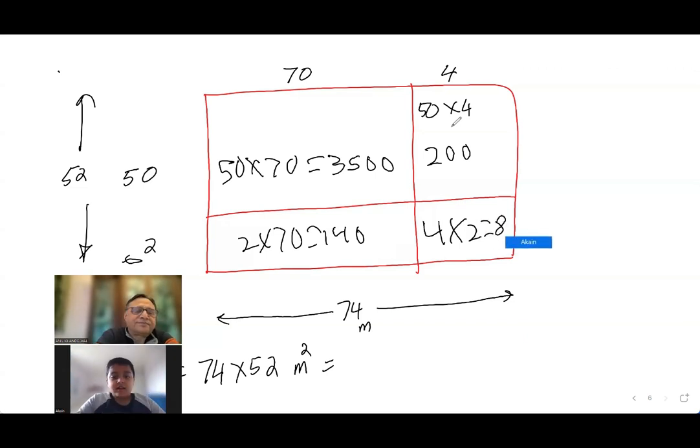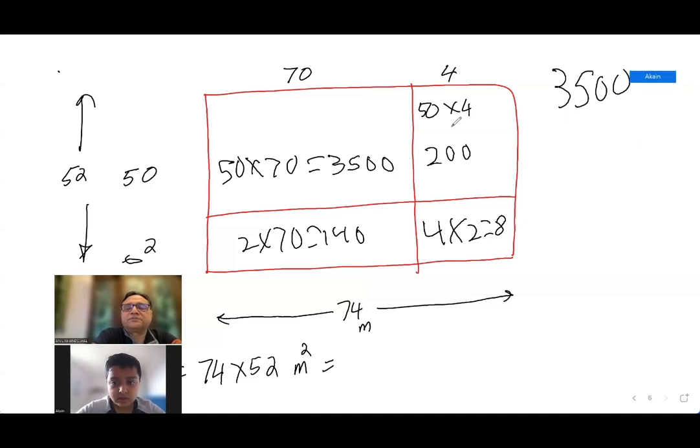And then the final step, you have to add them all in anyway. But I like to do it greatest to least. Perfect. So 3,500. Very good strategy, Akain. Greatest to least you should add. Very good strategy. 200, then 140, then it's 8.